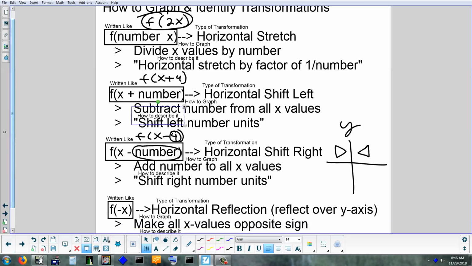You've added inside. Can someone tell me where that is? Yep, Yusef? Horizontal shift left. Yes, it's right here. Adding a number inside is a horizontal shift left. All right, so keep that in mind. That's the one we're going to be using this time. So we'll come back to the directions in a second.